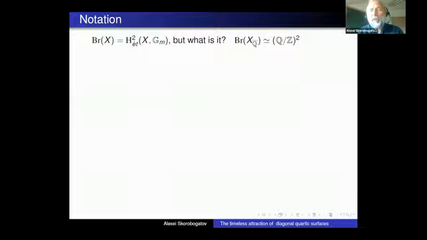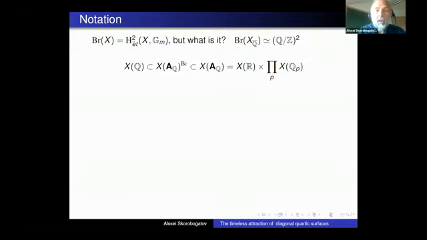Let me just mention that in the case of a diagonal quartic surface over the algebraic closure of Q, this group looks deceptively simple, but this says nothing about the Galois action on it, which is, of course, of interest here. And the role of the Brauer group is due to the Brauer-Manin obstruction.